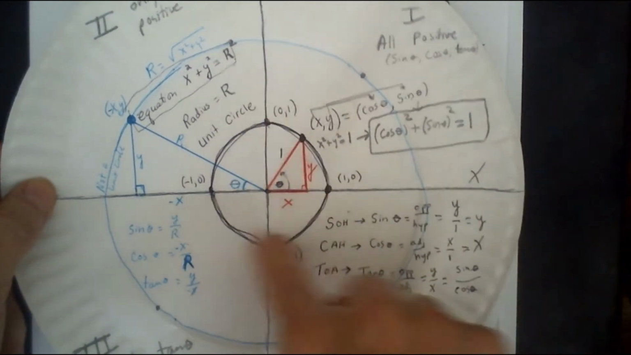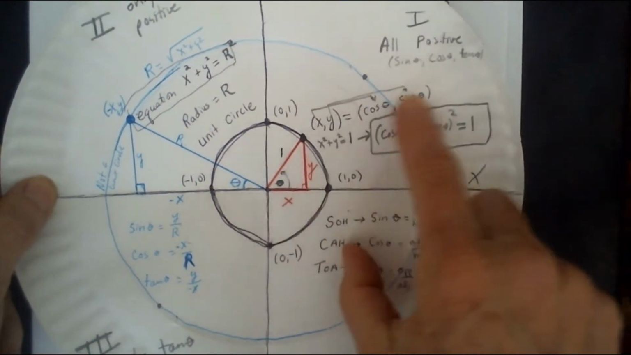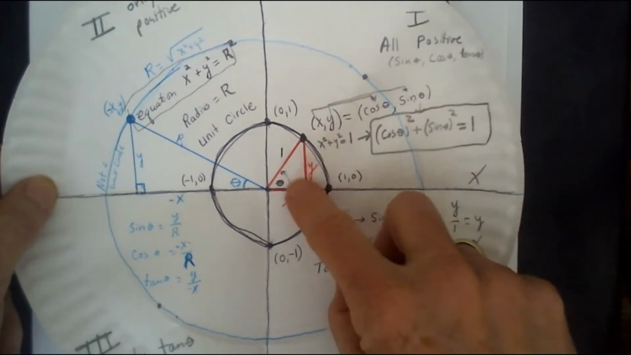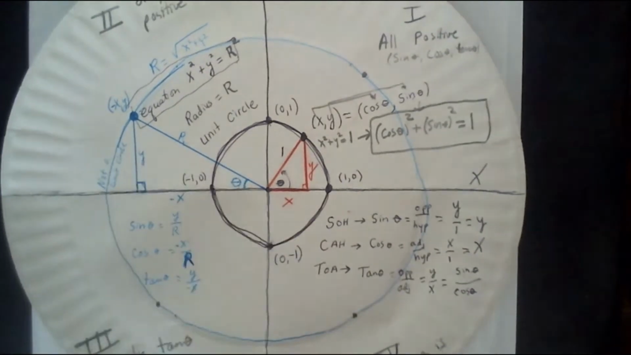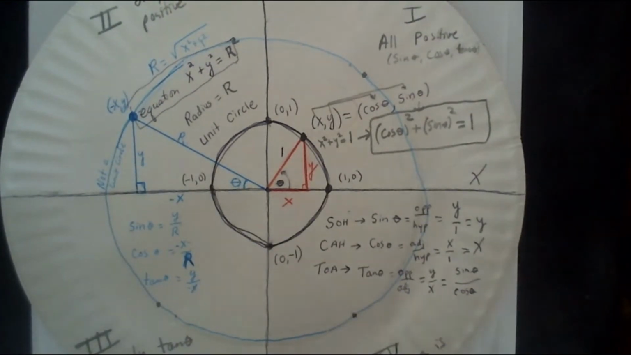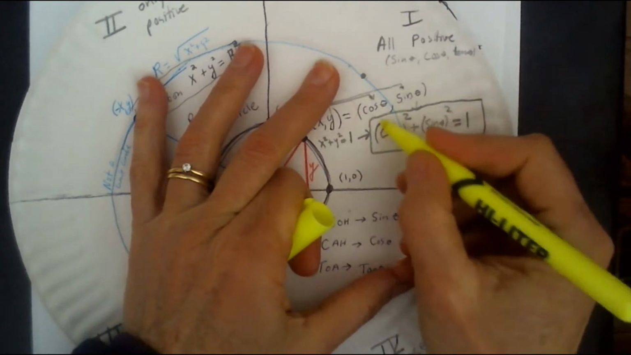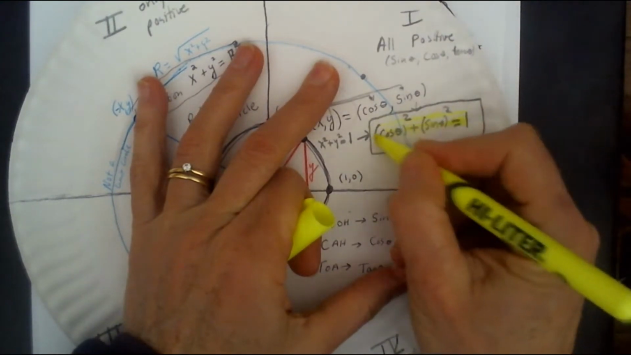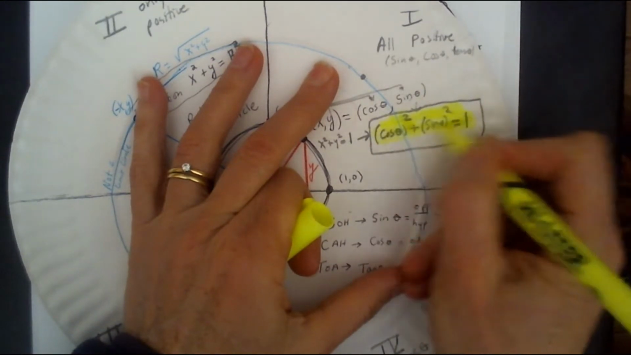When you're on the unit circle, the x value is the cosine of this angle theta. The y value is the sine of this angle theta, no matter what this angle is. And then if you put it into x squared plus y squared equals 1, you get this Pythagorean identity, which is really, really important. And if you want to highlight this on your paper plate, you really should, because that's one of the most important things of this chapter.